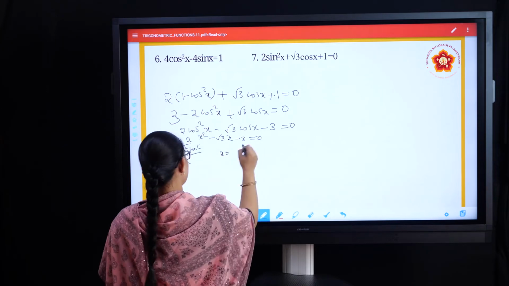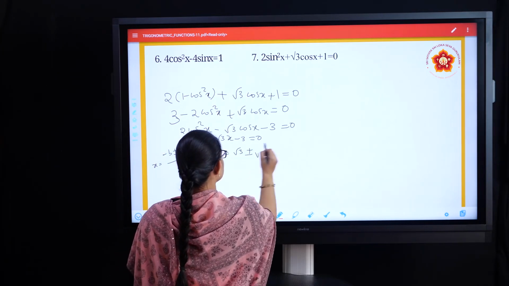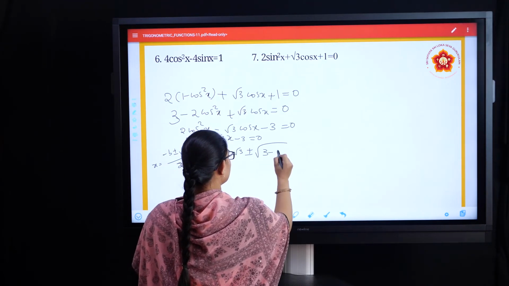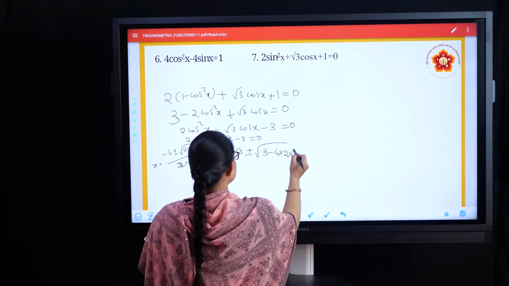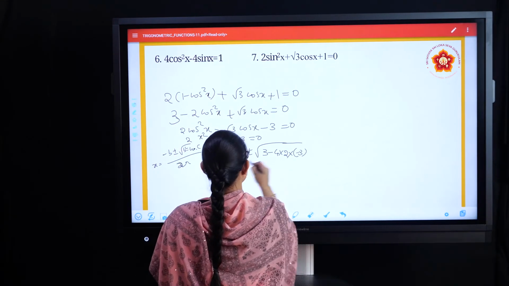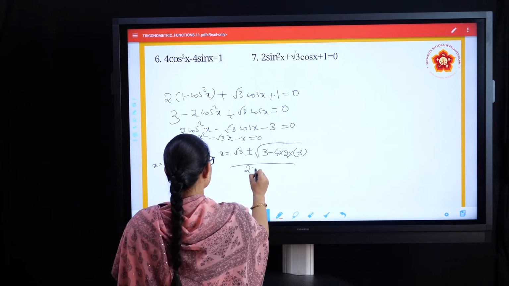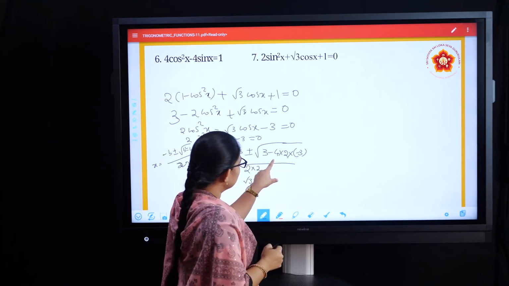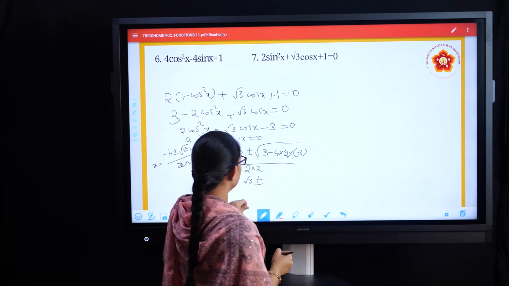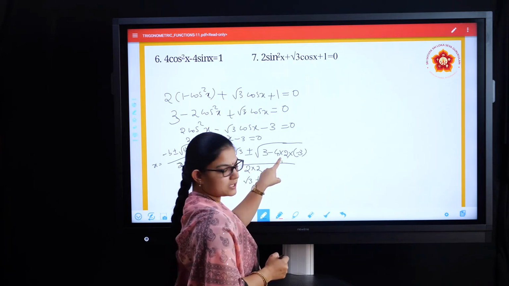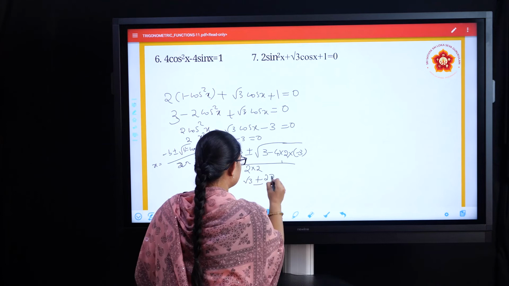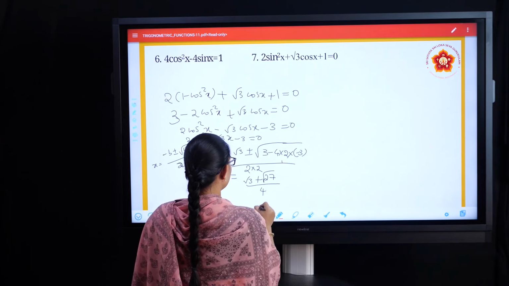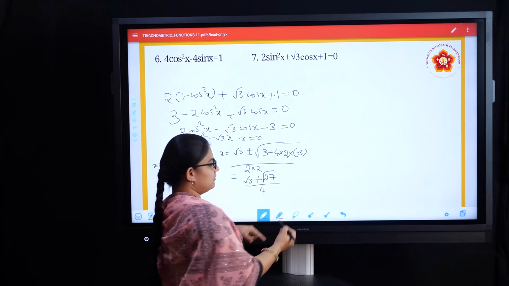So minus of minus root 3, that is root 3, plus or minus square root of b square, that is minus root 3 square, that is 3, b square minus 4, a is 2, c is minus 3, divided by 2a, 2 into 2, 4. So that is nothing but root 3 plus or minus. So 4 into 2, 8, 8 3s are 24. 24 minus minus plus, so 3 plus 24, that is 27, root 27, divided by 4.